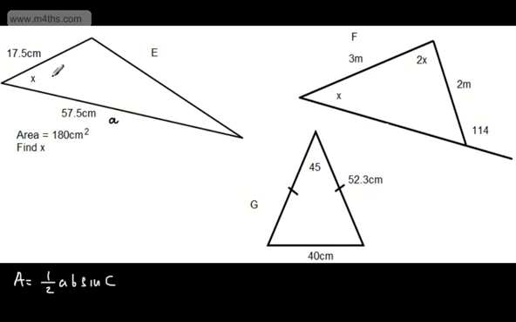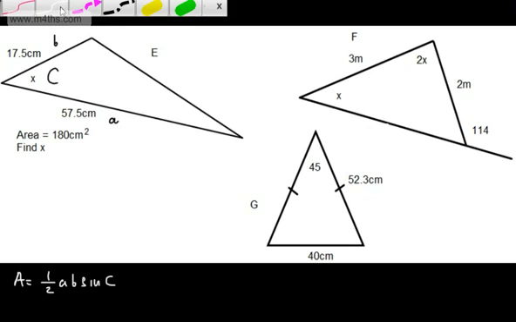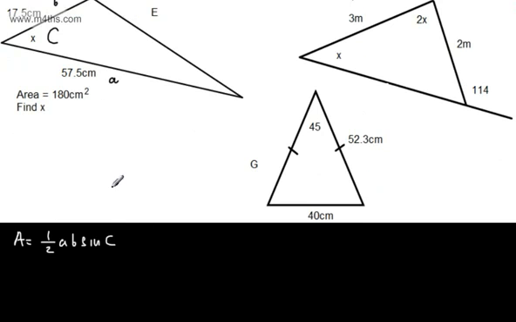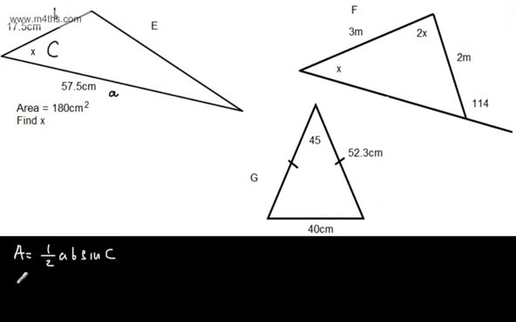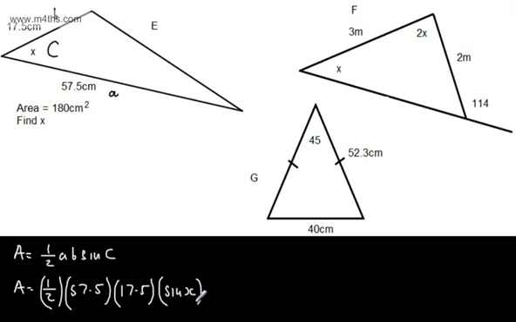This could be A, this will be C, this will be B. So what we could say is the following, and I'm going to use some brackets here. We could say that the area is going to be equal to 1/2, and that's going to be A, which is 57.5, multiplied by B, which is going to be 17.5, multiplied by the sine of X. So we're trying to find X.